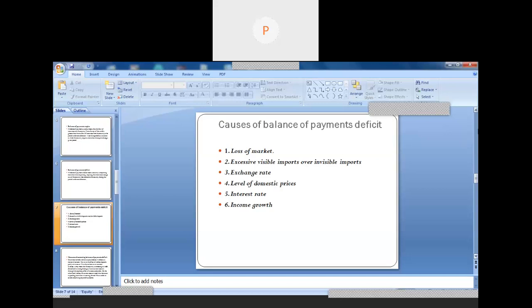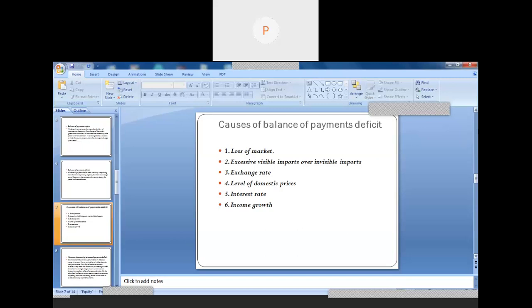Loss of market. See, if we are having a good trade relationship with the rest of the countries, or if we are maintaining good transactions with the rest of the countries, then obviously you will see that the balance of payment relationships are going to be better. Since the balance of payment is a relationship between the receipts and payments of a country, if you find that there is a fall in the level of the country's exports, it will lead to what? It is going to lead to poor export earnings, with a negative impact on the balance of payment.